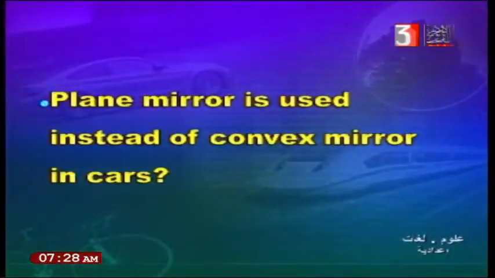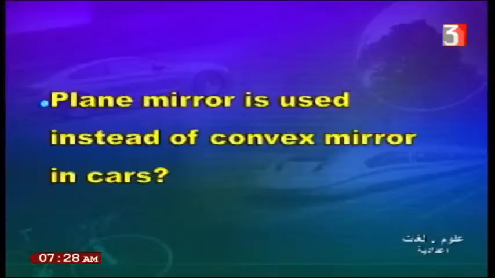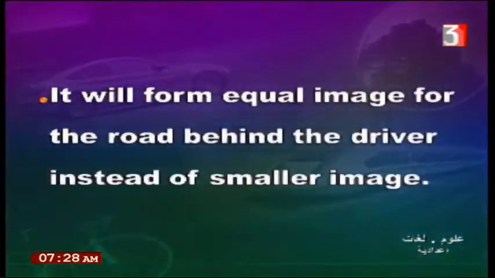Plane mirror is used instead of convex mirror in the cars. Of course, we use convex mirror in cars or side mirror of cars to form small image, upright image of the road behind the driver. So we form a small image to make the road behind the driver clear. If we use plane mirror instead of it, it will form an equal image instead of a smaller image for the road behind the driver, and it will not be clear.